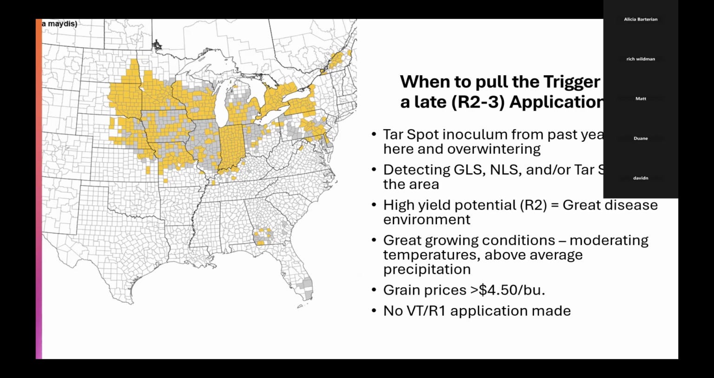For tar spot, it's moderating temperatures. It's 2023, where we had a lot of cloudy, smoky, cooler conditions. That's really going to build itself towards when we can see more tar spot. And if grain prices go up, cross our fingers, makes this decision a little easier.